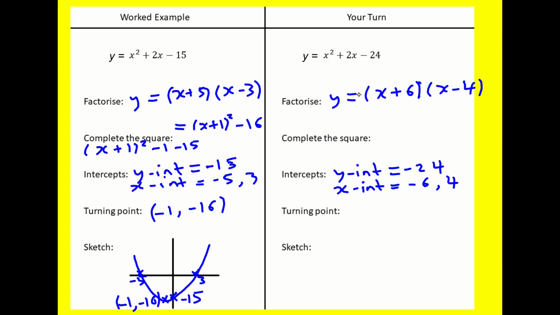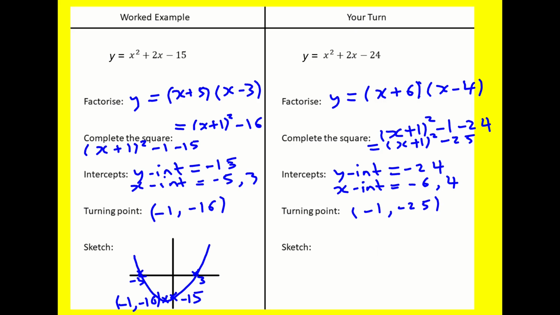Let's complete the square. Back to this one. Very similar, in fact. It's going to be x plus 1 squared minus 1 minus 24, which gives me x plus 1 squared minus 25. Turning point is then going to be minus 1, minus 25.